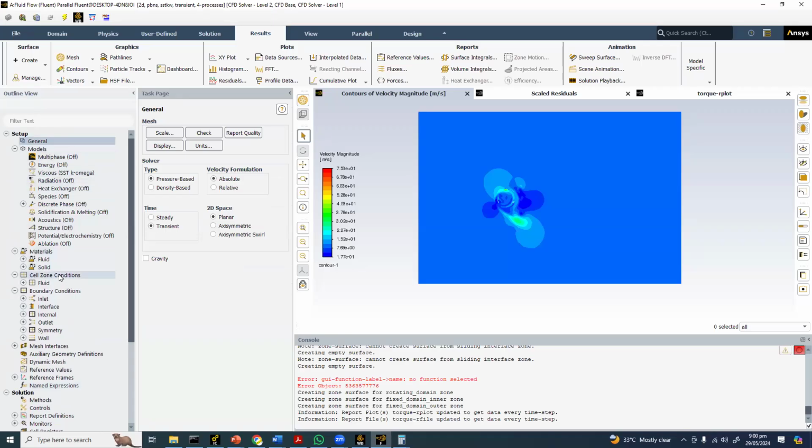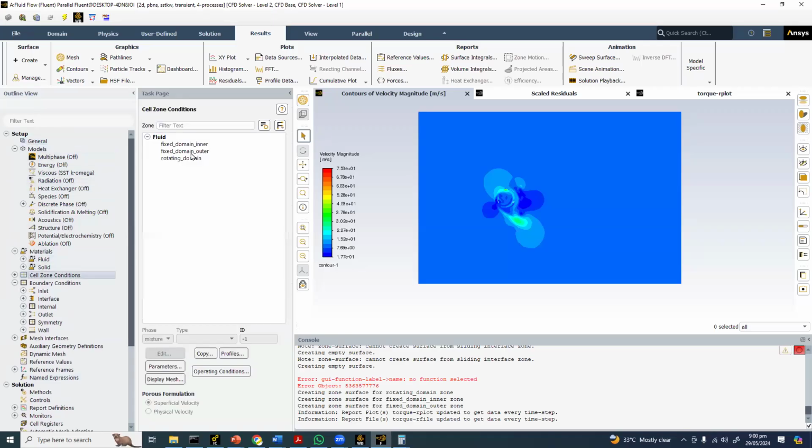Okay, then I will go to the cell zone conditions, and I change my rotating domain from the frame motion to the mesh motion. This will be like the initial condition for the mesh motion simulation. So there are the two names, frame motion and mesh motion.